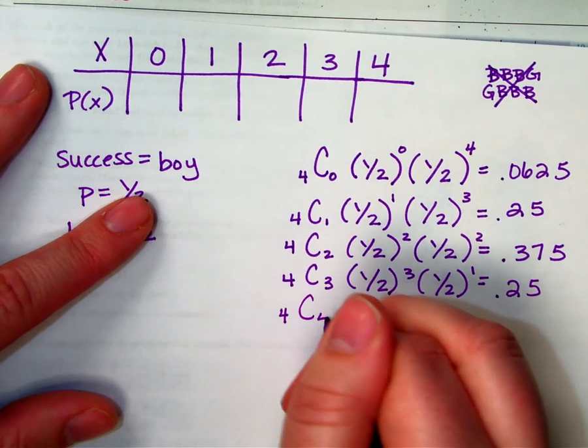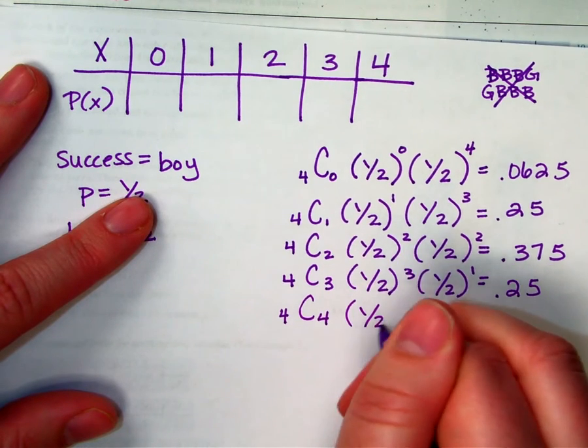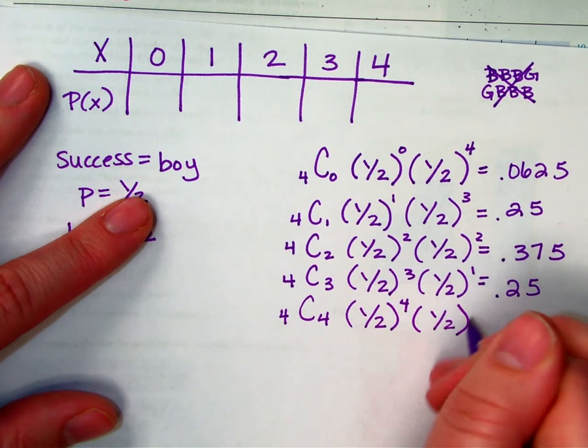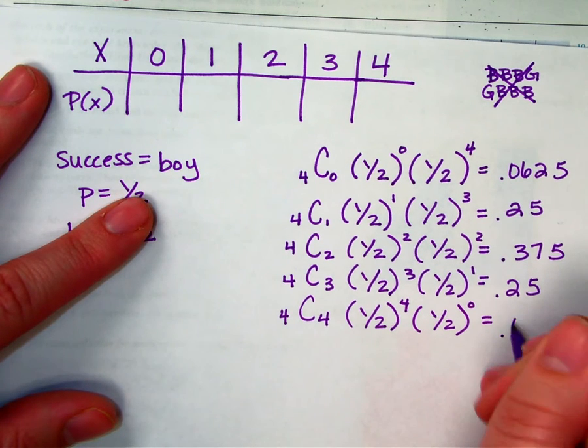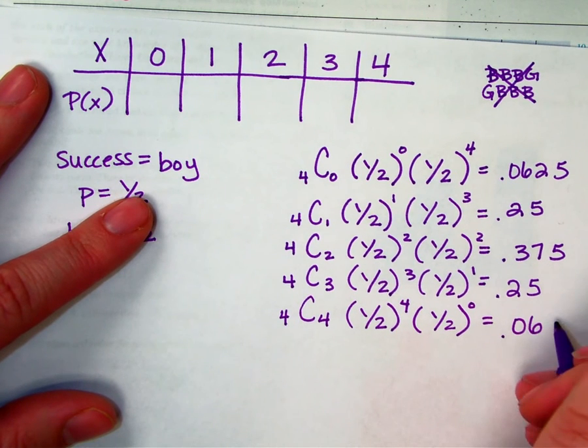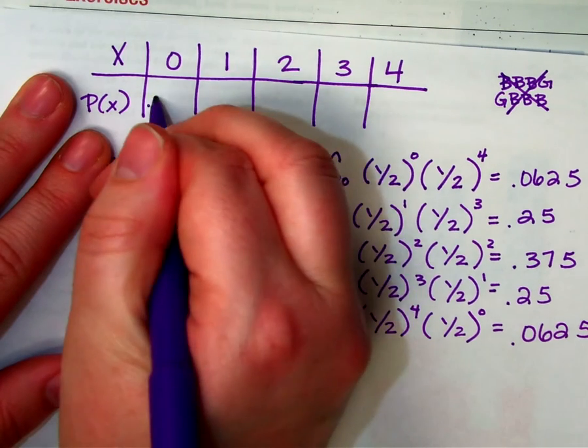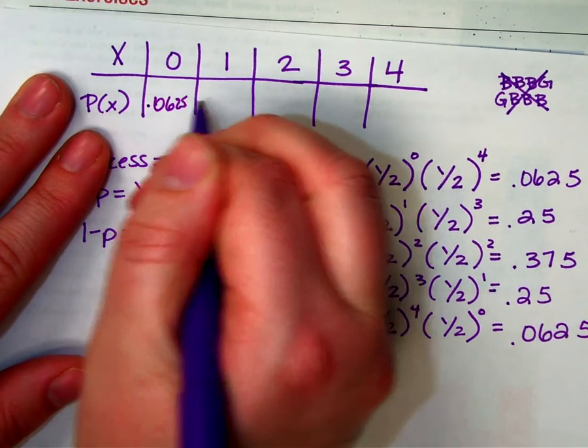And then 4 children, all 4 are boys. Probability of boy is 1/2. We want 4 of those. And other children, we want 0. So 0.0625. So we have all of our probabilities to enter into our table.